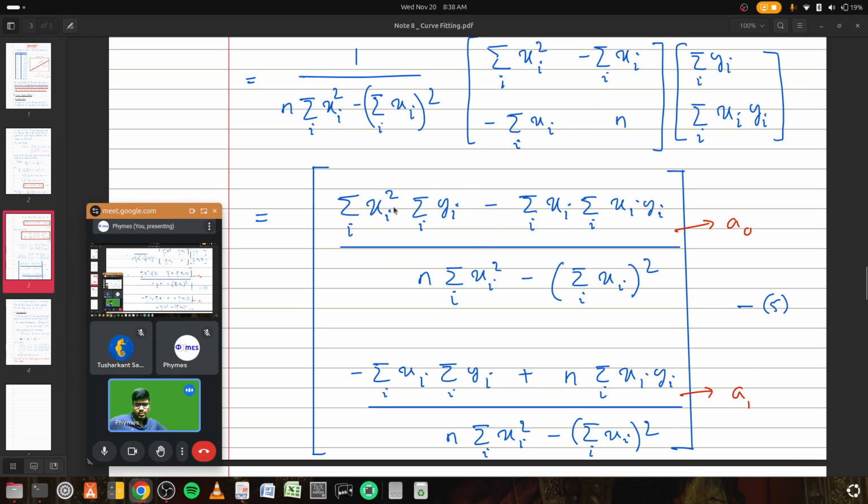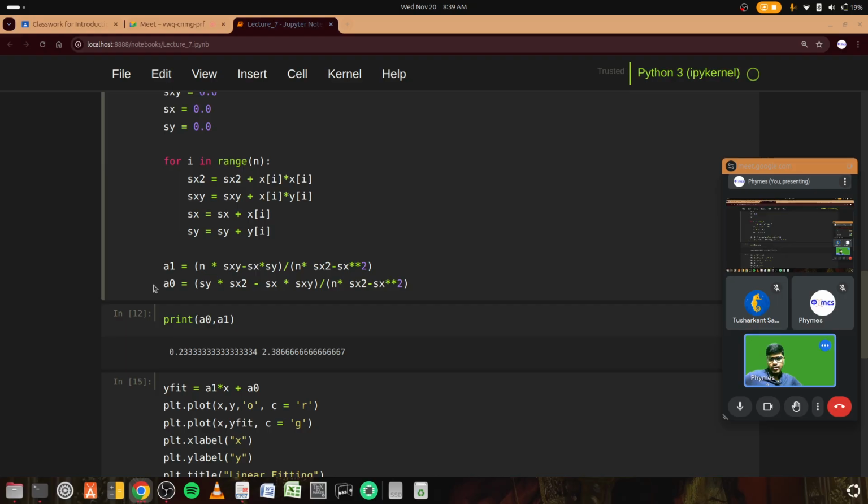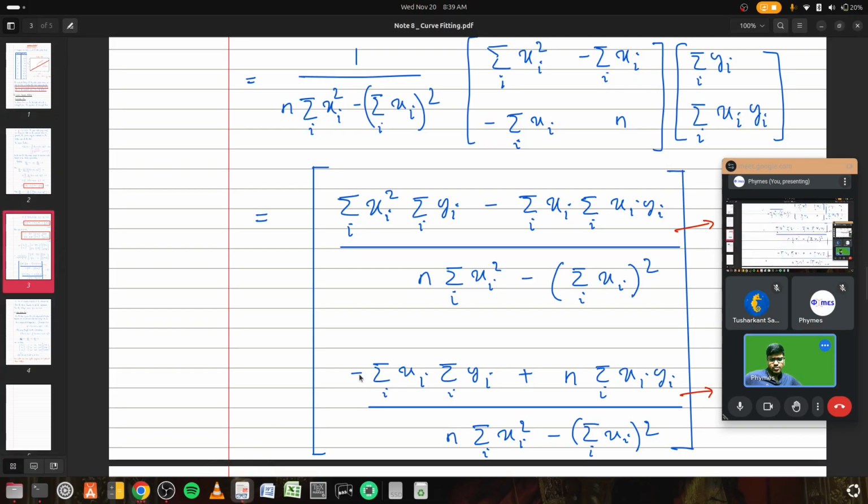The a0 value is xi square summation multiplied by yi summation, minus this xi summation into xi yi summation, and divided by this quantity here, right? And that is what we have written here. Here if you can see, this a0 value is sy into sx2, meaning summation of x square, summation of y, minus the summation of x and the summation of xy, and divided by the denominator here, right? In this quantity here. And that is the value of a0. And similarly we have written the value of a1.